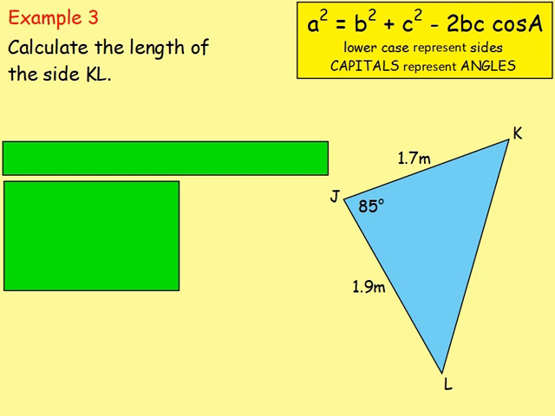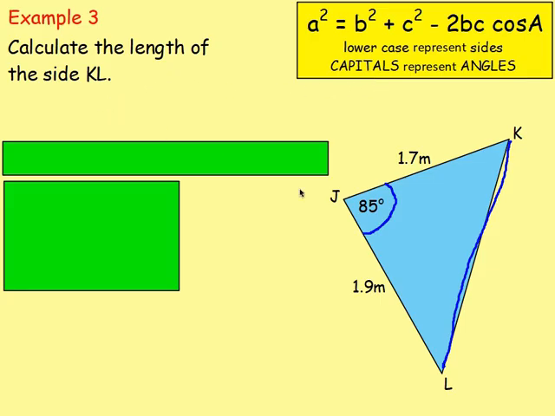Example 3, work out the length of the side KL in this bluish turquoisey triangle. So going from K to L, that's what we want to find. Once again, you're looking at it thinking, alright, I know these two sides and I know the angle between them, and if I know two sides and the angle between them, I can use that cosine rule, which is a squared equals b squared plus c squared minus 2bc cos A.